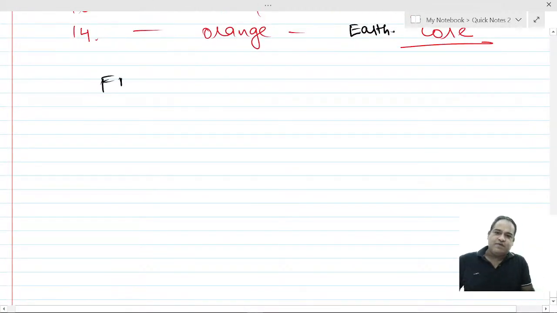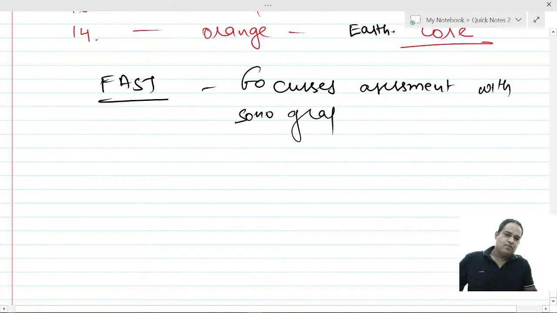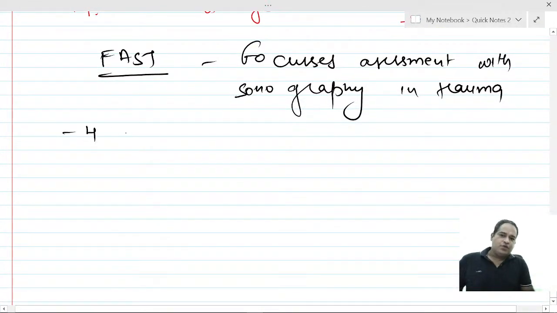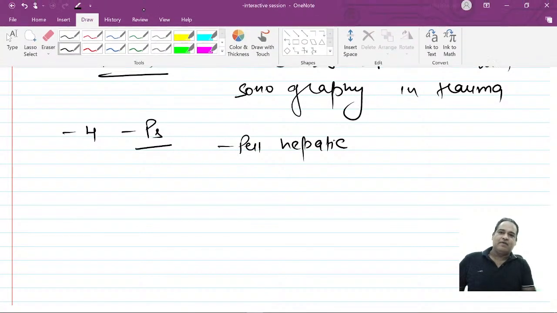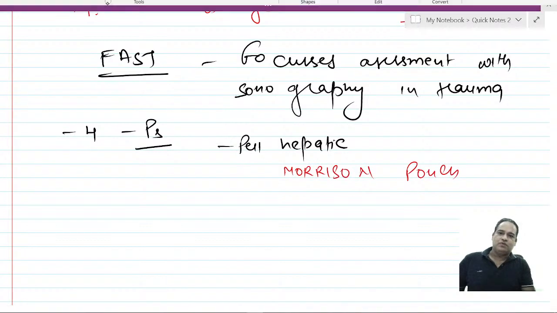FAST. What is there in FAST? Focused assessment with sonography in trauma. So you see the four P's. Perihepatic. What do you see here? The Morrison's pouch.